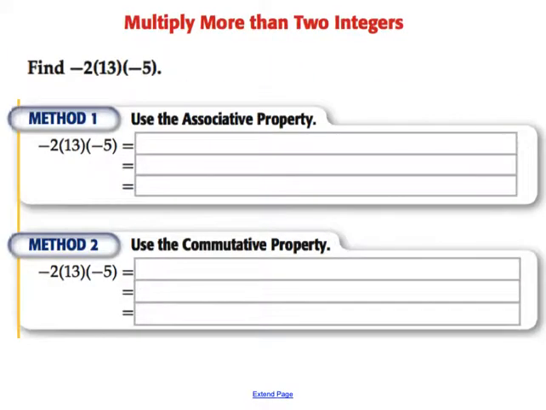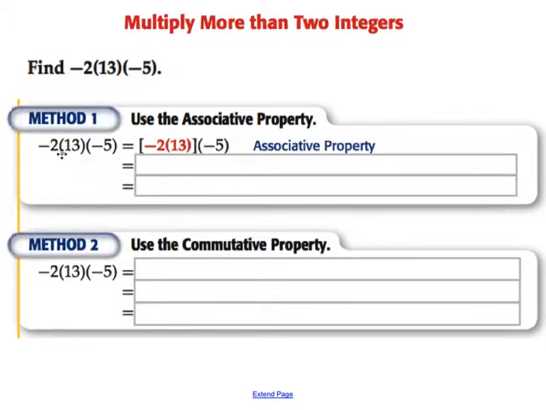All right, if we're going to multiply more than two integers, we can use both the associative and commutative properties. Remember, the associative property tells us about grouping numbers together. The commutative property switches the order. So we're going to use the same example for both to demonstrate both properties. So negative 2 times 13 times negative 5.